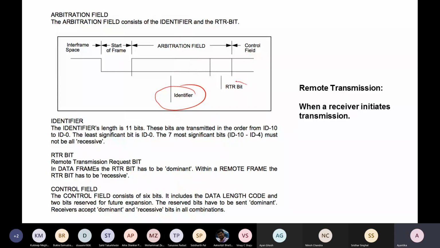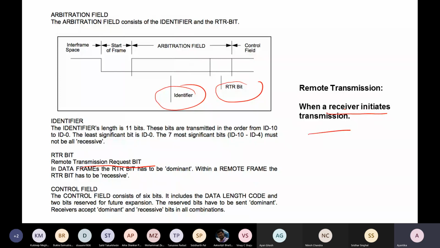Then this is for RTR. This is for remote transmission request. That means when any receiver initiates some transmission, it is not sending any value, any data, but it is requesting some data to come from another node.